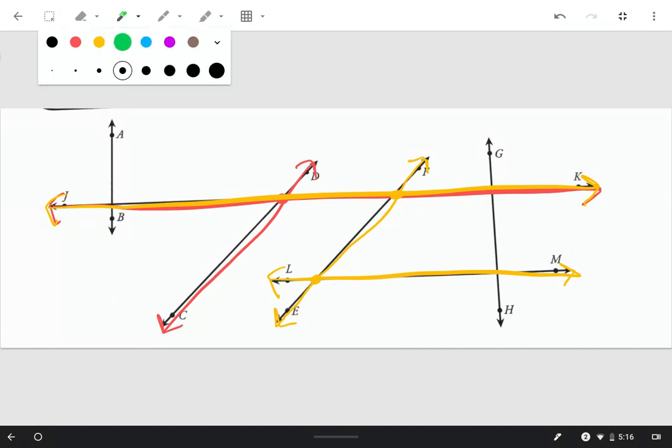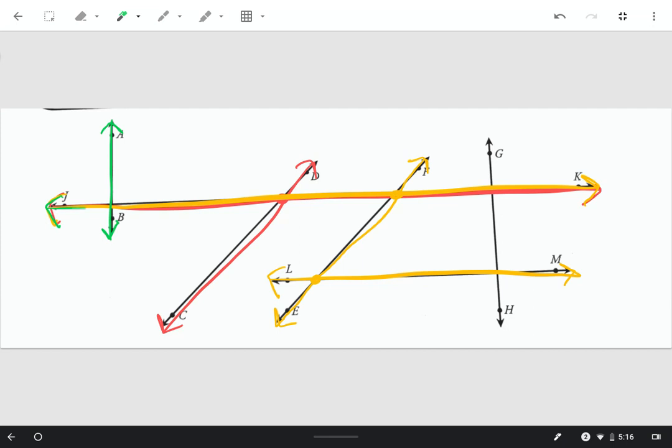There's another one right here. But AB that intersects JK is a very specific type of intersecting lines because they create a 90-degree angle. So those are perpendicular lines within this diagram.